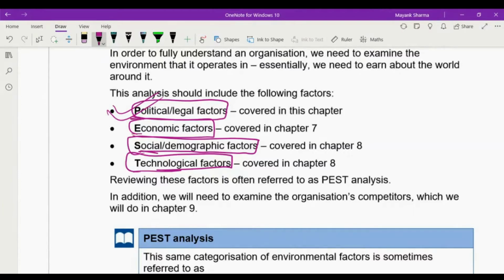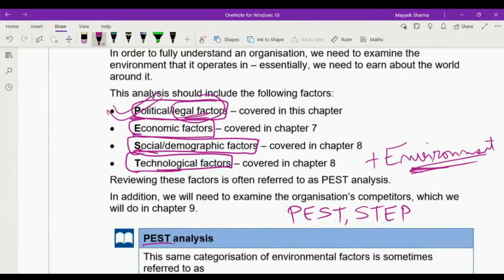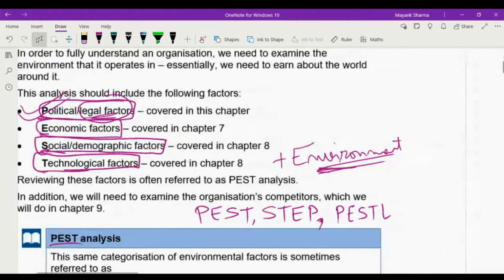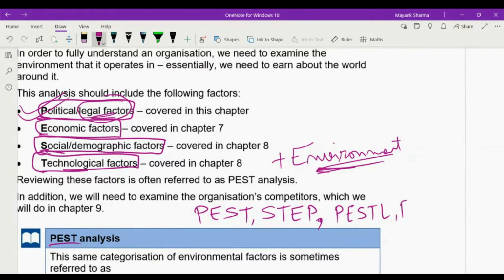So if I take the first letter of these, PEST, then I can call it PEST analysis. But if I start treating legal factors as separate from political factors, then it will be PESTL or PESTLE. If I add one more factor, that is the environmental factor, and I'm talking about natural environment this time, then it will be PESTL for legal and E for environment. Getting my point? So it can be termed as PEST. The same analysis can be termed as STEP because I'm just interchanging the first letters. I can also call it PESTL, standing for political, economic, social, technological, and legal. I've separated political and legal in this, and we can also term it as PESTLE, where L stands for legal and E stands for ecological or environmental.